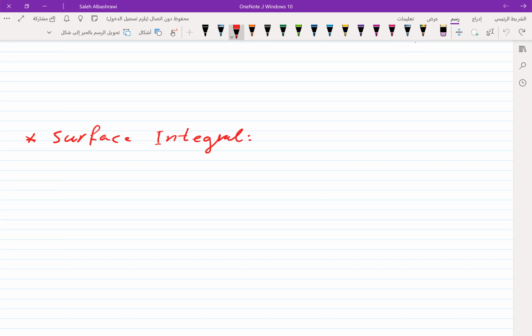Today we are going to speak about the surface integral. In this topic we are going to speak about the surface area, then we discuss the surface integral, and the third point will be the integral of a vector field where we will find the flux. Let's start with the surface area.